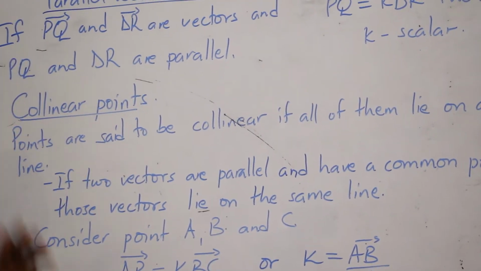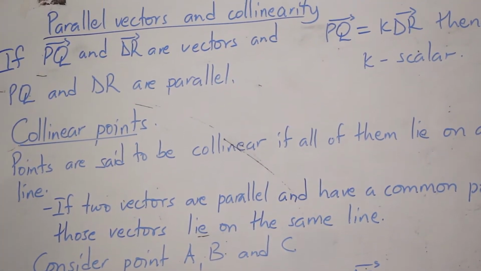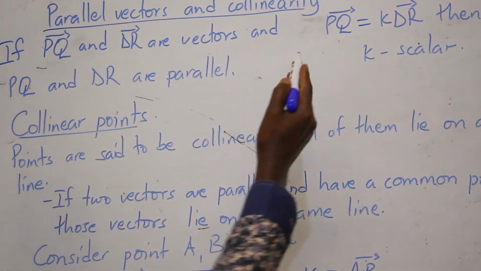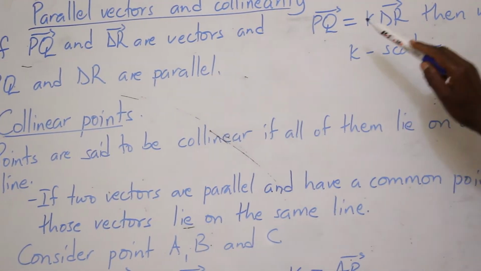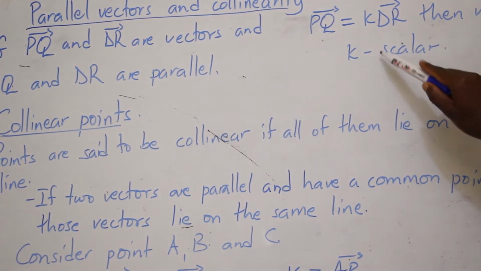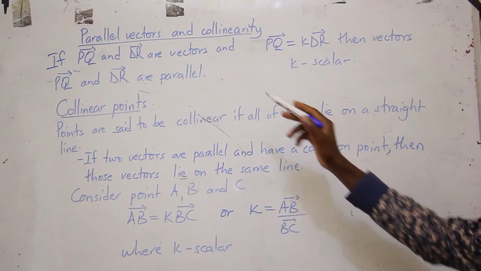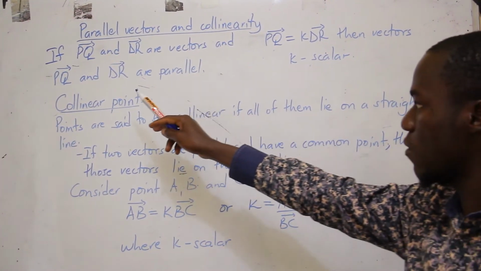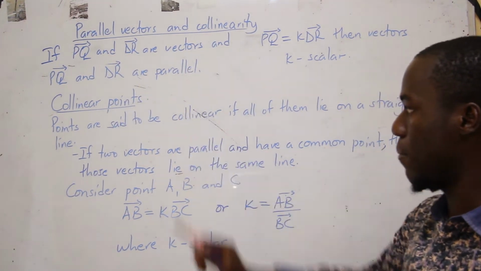In our lesson 6 today of vectors, we are going to talk about parallel vectors and the collinearity of points. If we have vectors PQ and QR, and we have that PQ is equal to k QR, where k is a scalar, then those vectors PQ and QR are parallel.